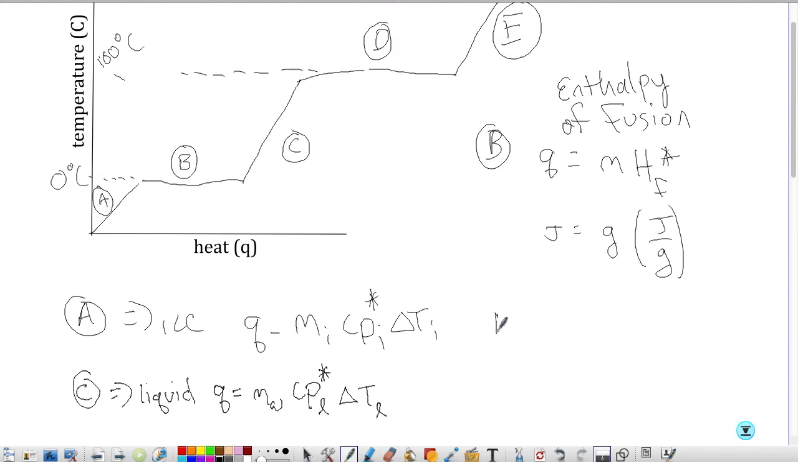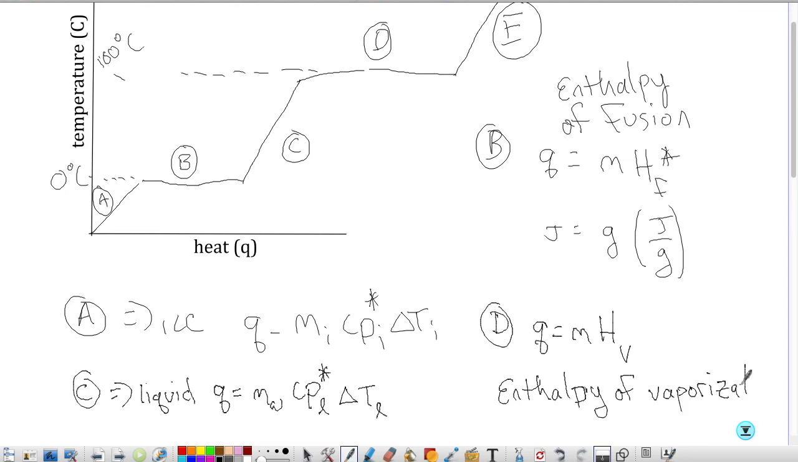Now we get to D. D is when water turns into water vapor, so this is vaporization. Again, no temperature change. Q equals the mass of the water times Hv, and Hv in this case is the enthalpy of vaporization over this range.